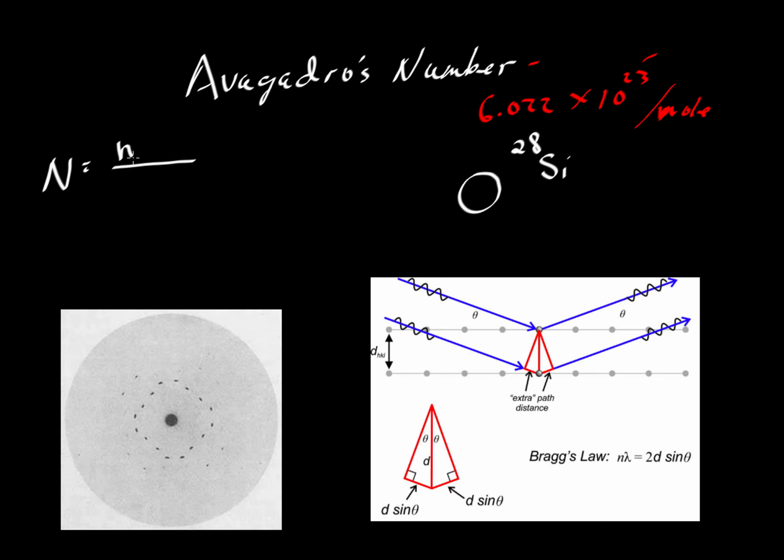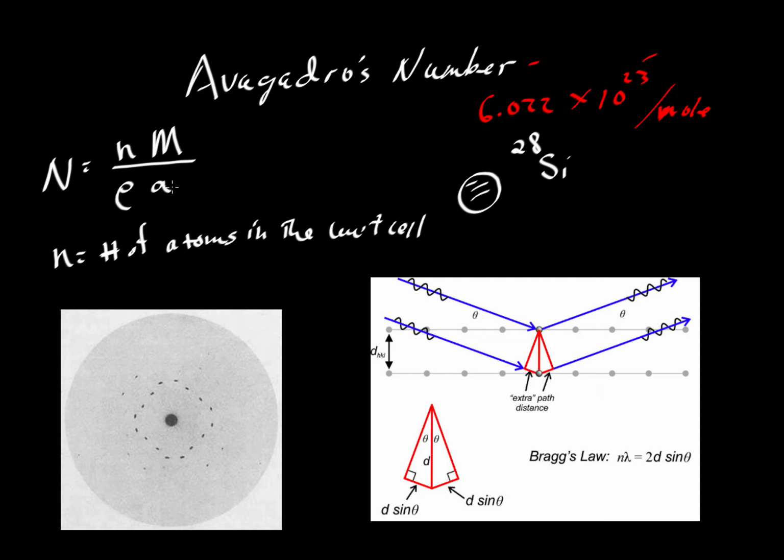It will be equal to lowercase n, where n is the number of atoms in the unit cell, and this would be a unit cell for silicon-28. And then it would be multiplied by the mass of this sphere that's been created. In the experimental setup, they'll measure the volume very carefully, and so we would be able to get the density as mass per volume.